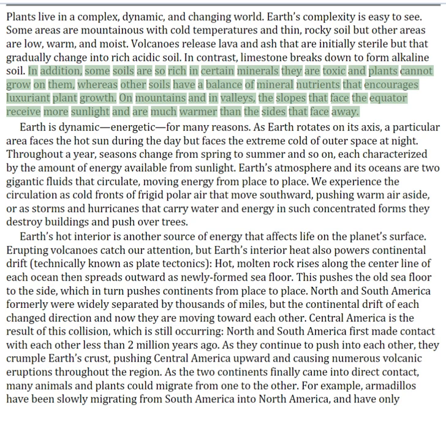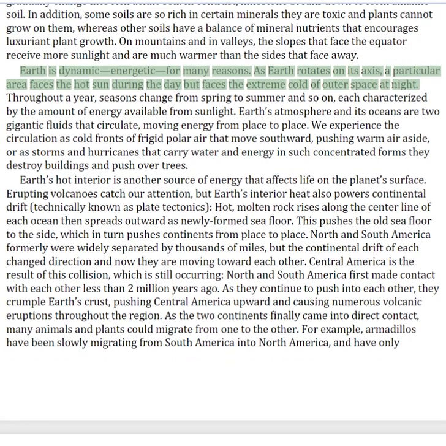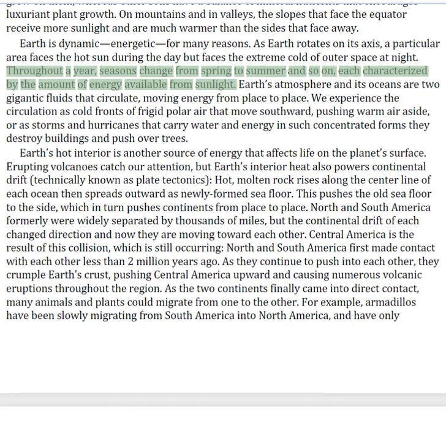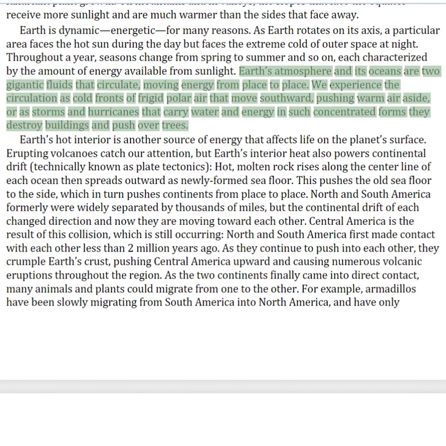On mountains and in valleys, the slopes that face the equator receive more sunlight and are much warmer than the sides that face away. Earth is dynamic, energetic, for many reasons. As Earth rotates on its axis, a particular area faces the hot sun during the day but faces the extreme cold of outer space at night. Throughout a year, seasons change from spring to summer and so on, each characterized by the amount of energy available from sunlight. Earth's atmosphere and its oceans are two gigantic fluids that circulate, moving energy from place to place.